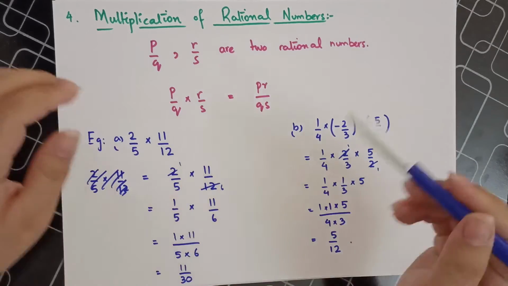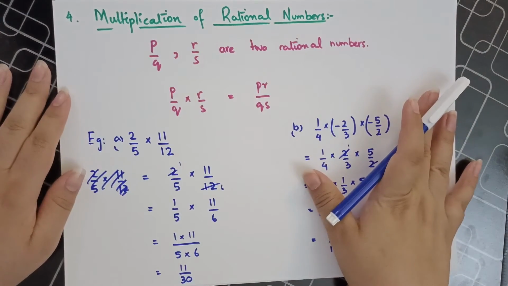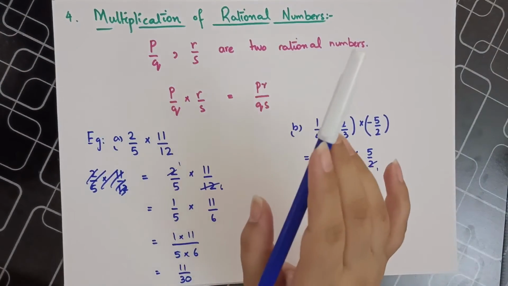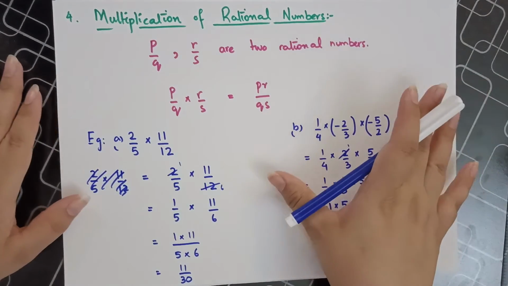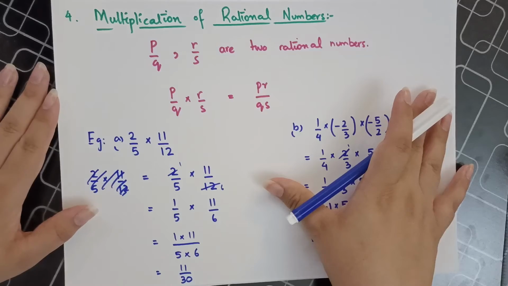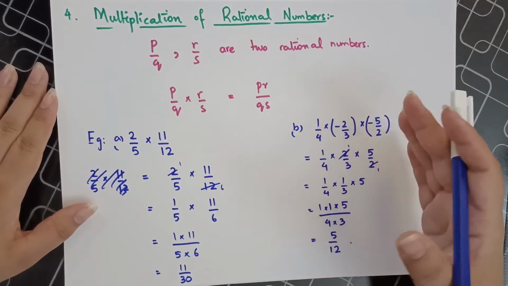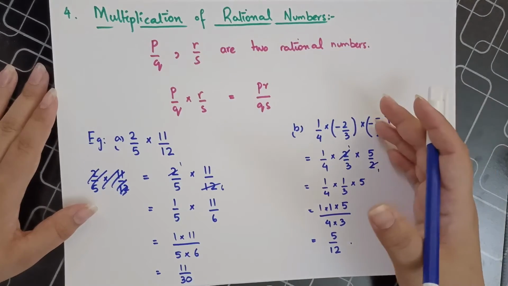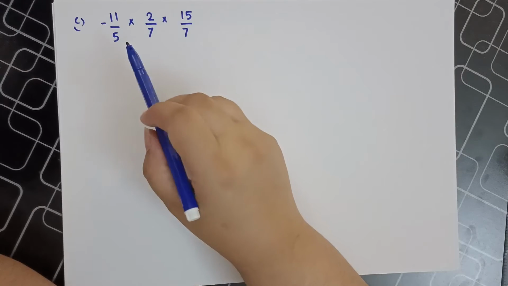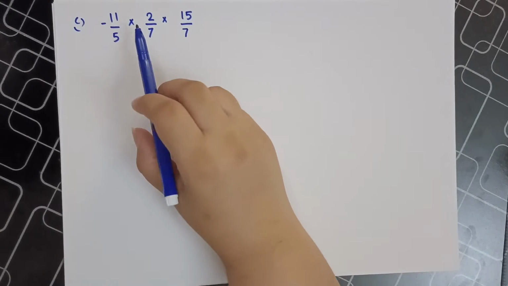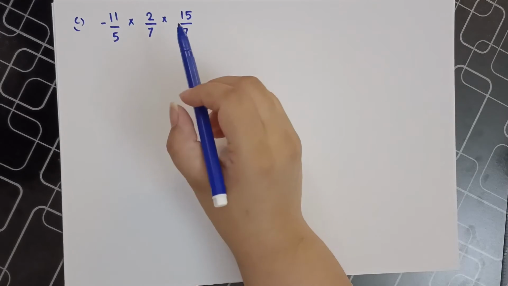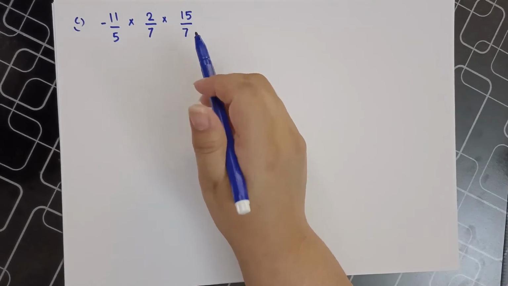Okay. So by these two examples, I hope you understand how the multiplication of rational numbers is done. I'm going to explain two more examples to you to clear out any confusion if you have even at this moment. Now let's have a look at this example. Minus 11 upon 5 multiplied by 2 upon 7 multiplied by 15 upon 7.